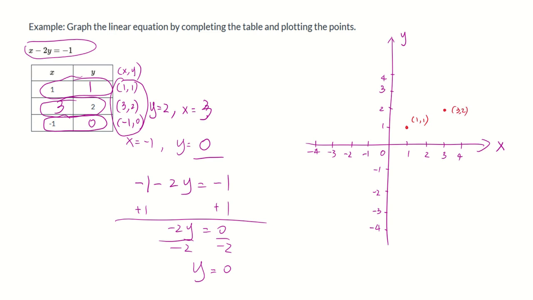And the third point is negative 1, 0. So x is negative 1, y is 0. So it's this point. And connect these 3 points together. They should be on the same line. And here is the graph of the line we're looking for. This line is the graph of x minus 2y equals negative 1.